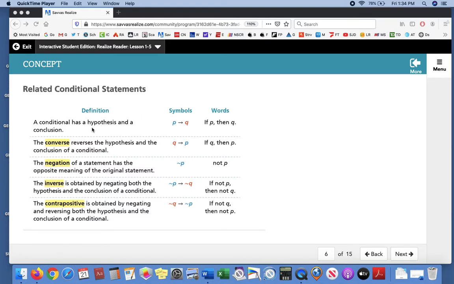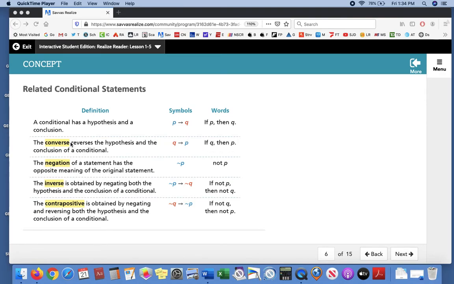We have a definition. A conditional has a hypothesis and conclusion. We already talked about that in the previous examples. And here we have the symbolic way of writing it: if P, then Q. The converse reverses the hypothesis and the conclusion. So we write it like this: if Q, then P.